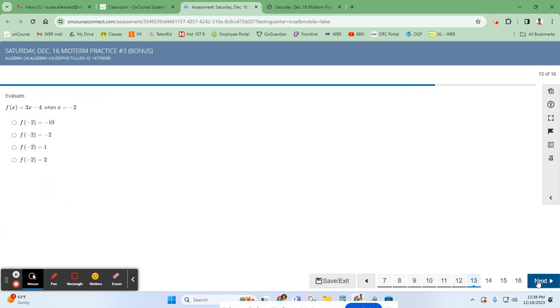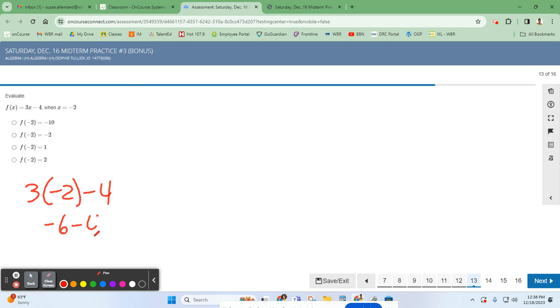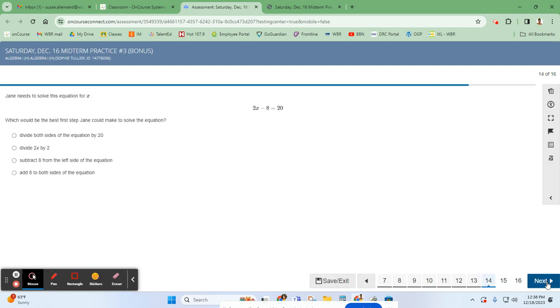All right, next. Find what f of x is at -2. So that'll be 3 times -2 times 4 is -6 times 4, which is -10. Again, feel free to use your calculator. 14. Jay needs to solve for x. What would be the first step she can do? Okay, the first thing I can do is both sides.